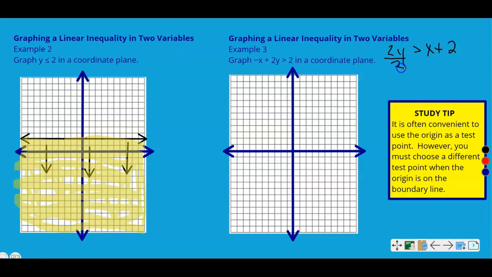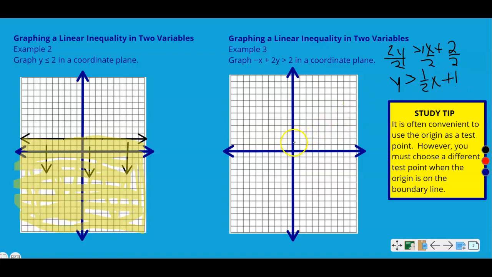And then I'm going to divide by 2. So I'm going to have y is greater than, I can write this as 1/2 x, and then plus 2 over 2. Anything divided by itself is just 1. So this is an equivalent equation. So this is going to be slope-intercept form.